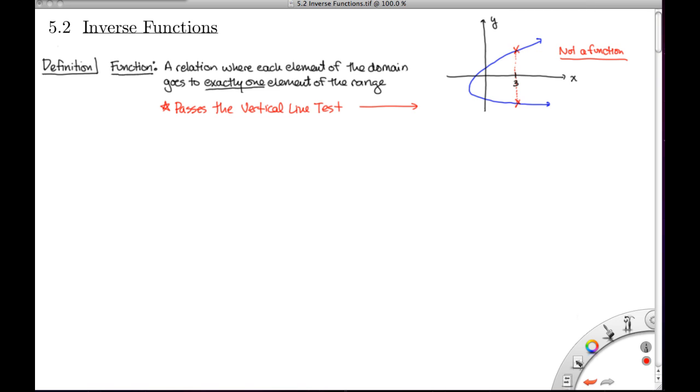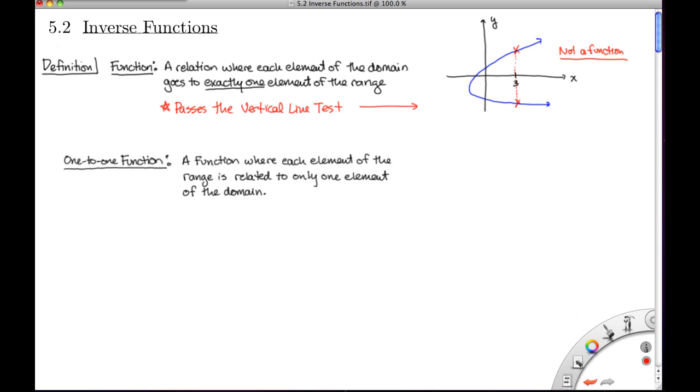what is meant by a one-to-one function. So as the name might imply, it's a specific type of function, and we can see in the definition that a one-to-one function is a function, first and foremost, so it's got to pass the vertical line test, where each element of the range is related to only one element of the domain. So it's sort of the opposite there.